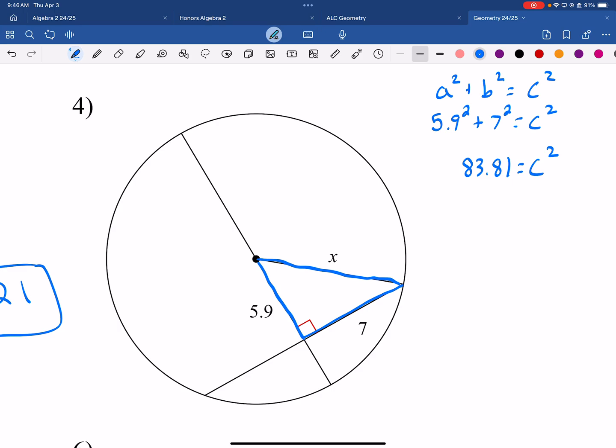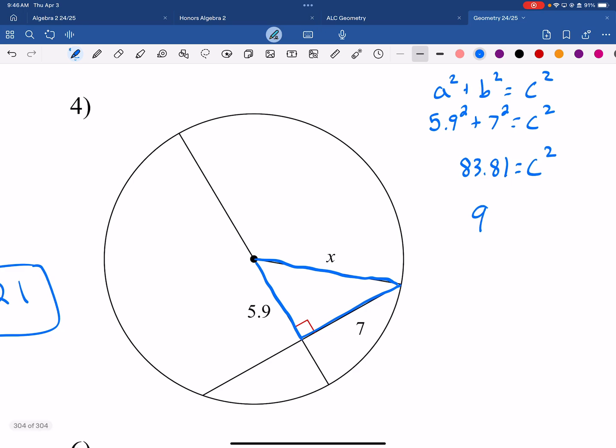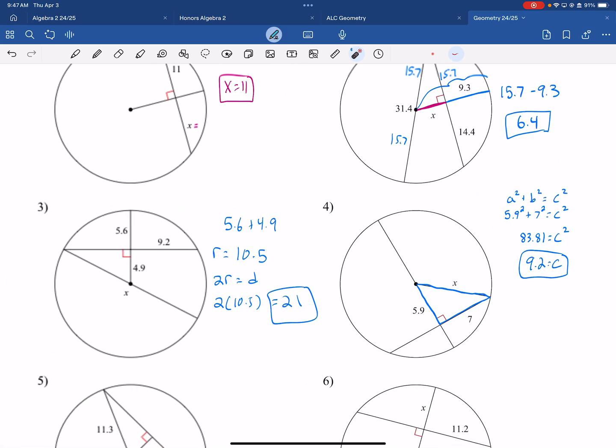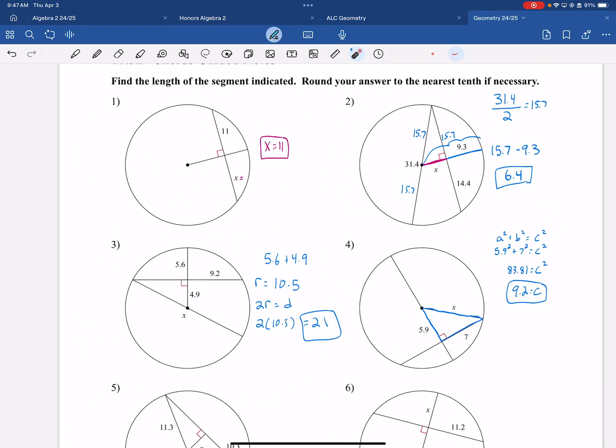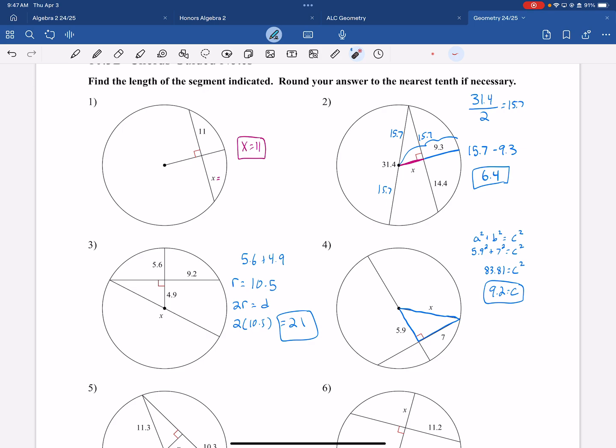Now I take the square root of 83.81. Clear, clear, clear. The square root of 83.81 is 9.2. That's my radius. That's what they asked us for. We're good to go. But again, taking my time in these first 4 questions and making sure that I understand what they're asking.